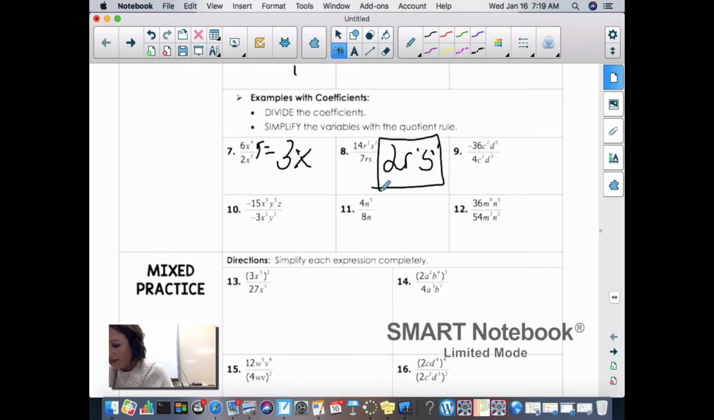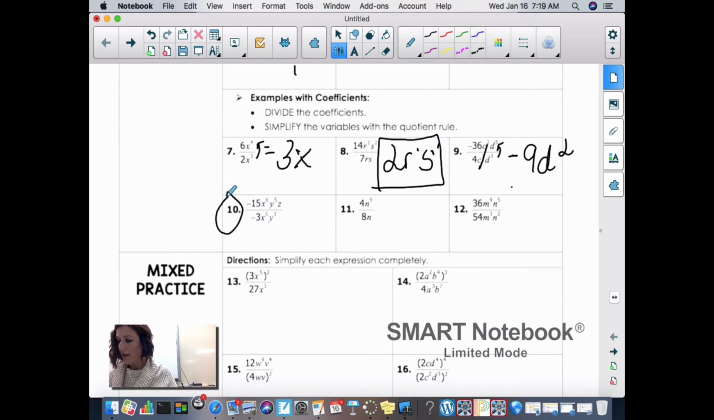Okay, number 9. Negative 36 divided by 4 is negative 9. I have c squared over c squared. So remember, when it's the same variable to the same exponent, it just equals 1. So I'm just going to cancel it out. Now to my d's, d to the 5th in the numerator, d cubed in the denominator, bring it up and subtract. So I have d squared. Okay. All right, go ahead and try number 10.